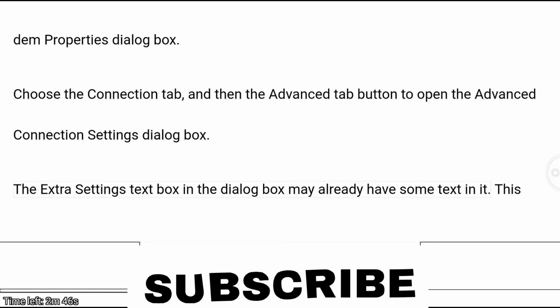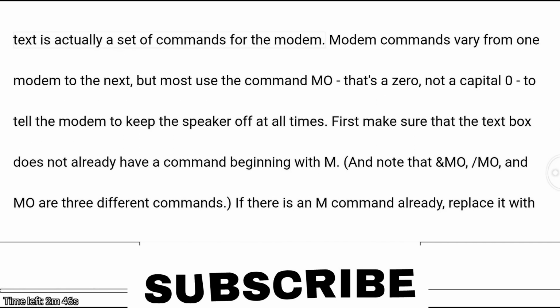The Extra Settings text box in the dialog box may already have some text in it. This text is actually a set of commands for the modem. Modem commands vary from one modem to the next, but most use the command M0, that's a zero, not a capital O, to tell the modem to keep the speaker off at all times. First, make sure that the text box does not already have a command beginning with M. And note that M0, M1 and M2 are three different commands.